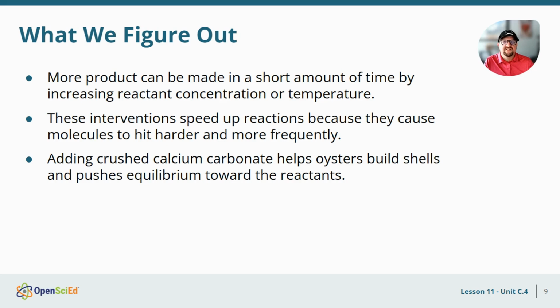At the end of Lesson 11, the class establishes 3 core ideas. First, increasing reactant concentration or temperature allows more product to form in less time. Second, at the particle scale, this happens because molecules collide more frequently and with greater force, making bond breaking and forming more likely. And third, adding crushed calcium carbonate serves a dual role. It speeds up shell formation and pushes the ocean acidification reaction toward the reactants, locally reducing acidity.